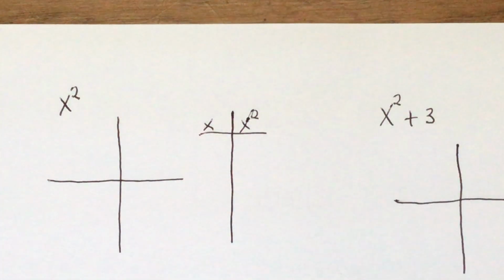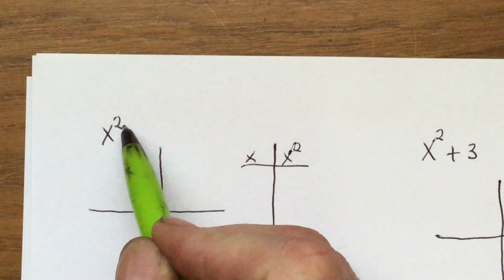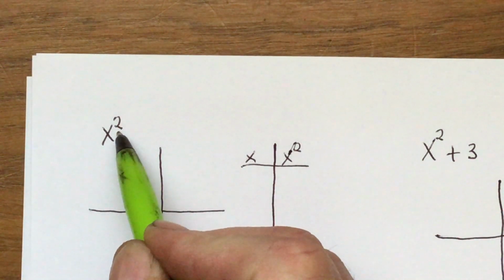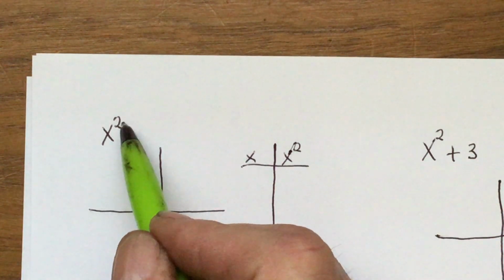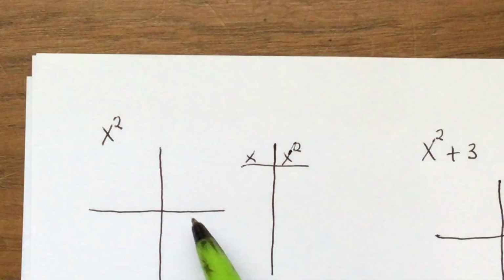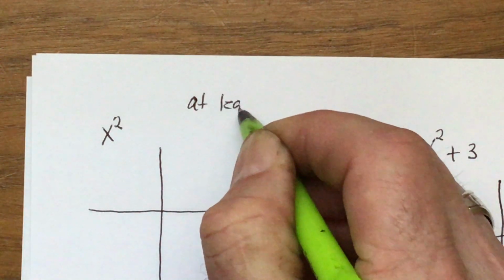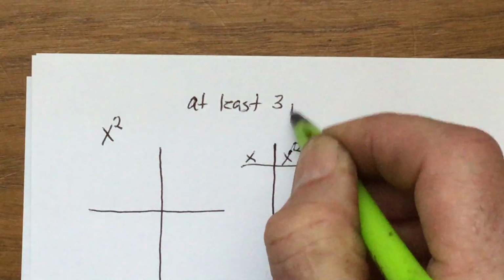Okay, here we go. Graphing quadratic functions. Remember, a quadratic is when the highest exponent in the expression is a 2. Here we have x squared. So how are we going to graph this? Well, we need at least 3 points.